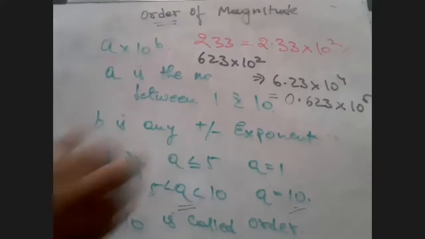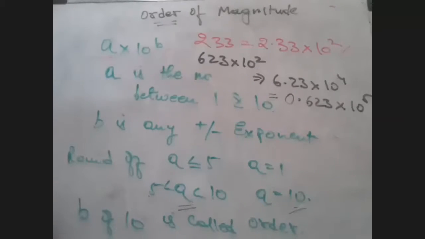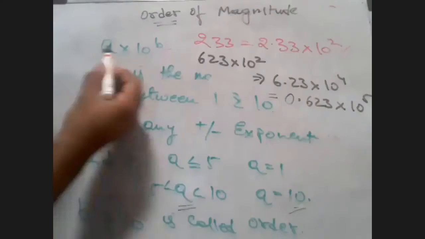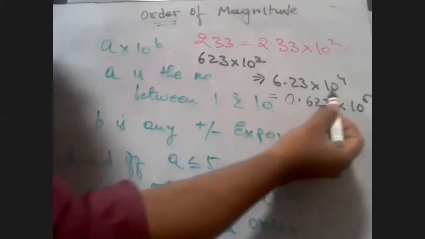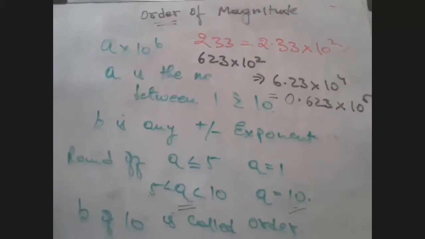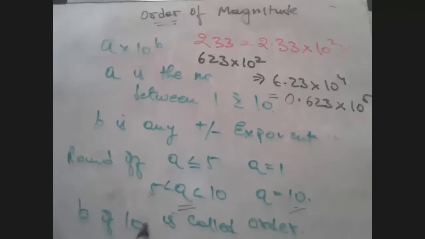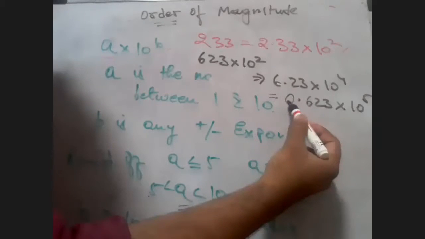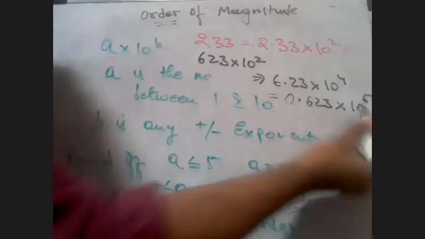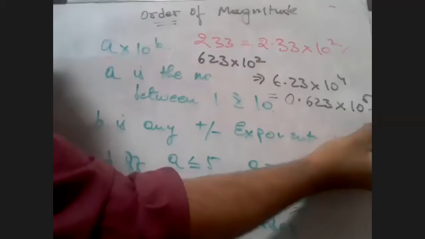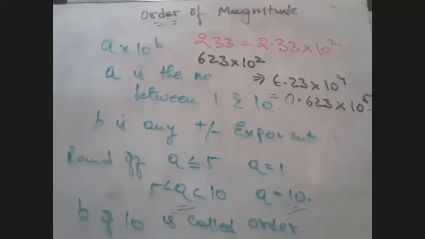See, listen to me. I just took this number 623 into 10 raised to 2. Second thing I did, I wrote it in the form of a into 10 raised to b, that is 6.23 into 10 raised to 4. Third thing I did, I checked whether my a is less than 5 or greater than 5. I found out that it is greater than 5. This rule is in your NCERT books. If it is greater than 5, what I have to do is just multiply this entire number with 10. If I multiply it with 10, it is 0.623 into 10 raised to 5. So the order of magnitude becomes 5 and not 4.